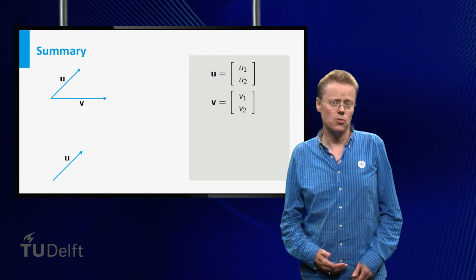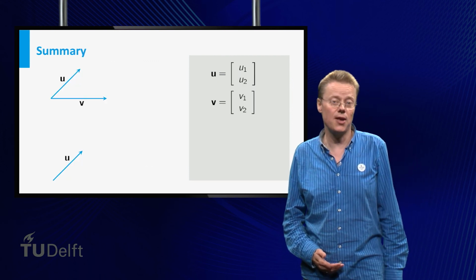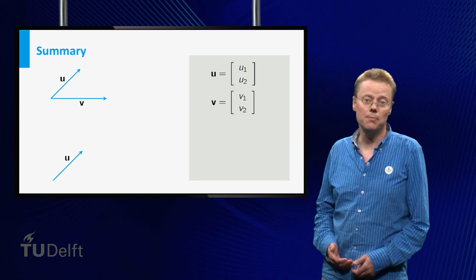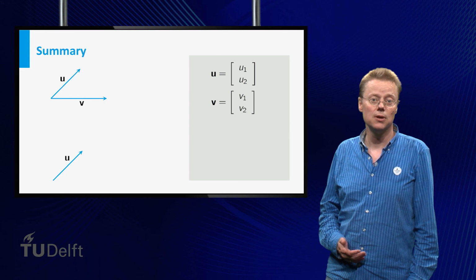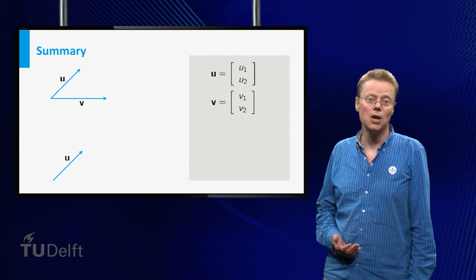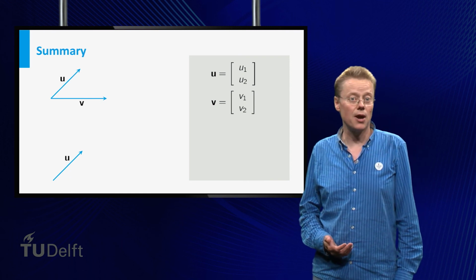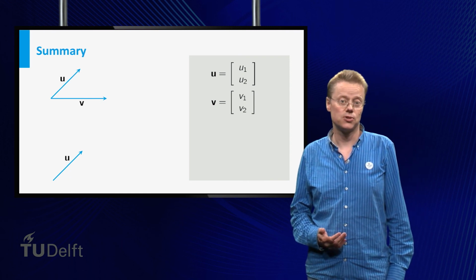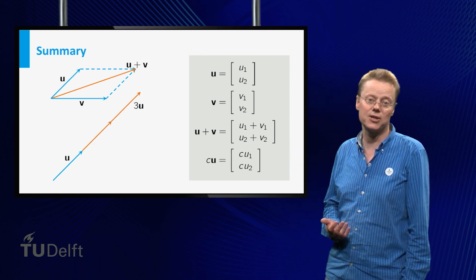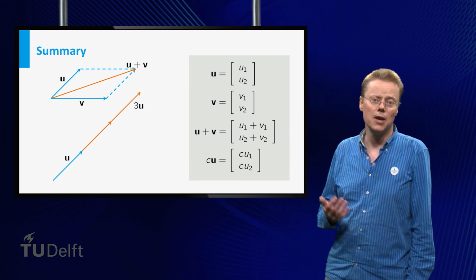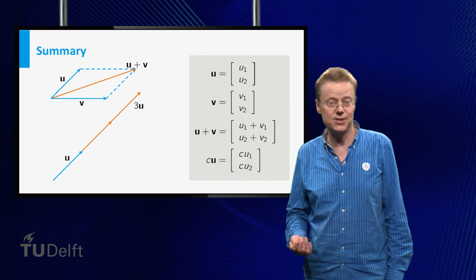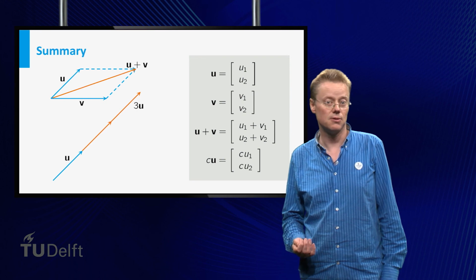In this video, we defined vectors in 2- and 3-dimensional space, both geometrically, by magnitude and direction, and algebraically, by its components. You also learned how to apply the following operations: addition of two vectors and multiplication of a vector with a scalar. In the next video you will learn more about the length of a vector and distances between points. Stay tuned.